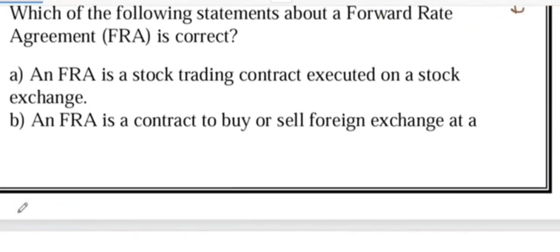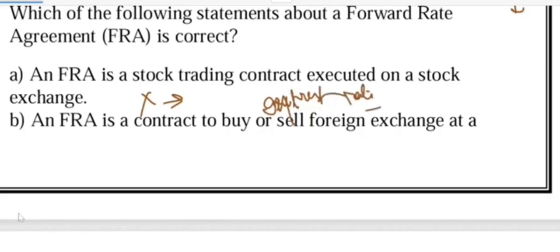Now what is option A? It is wrong. It is a stock trading contract executed on a stock exchange. This is wrong because FRA has nothing to do with stock or exchange. It is an interest rate product. Remember, FRA has nothing to do with stock. It is a kind of interest rate product.